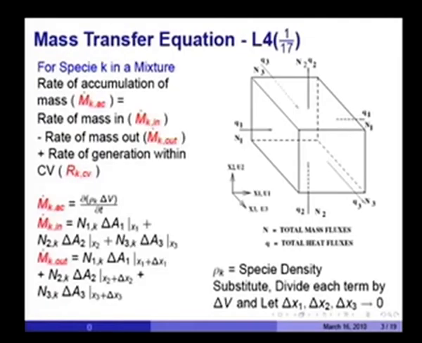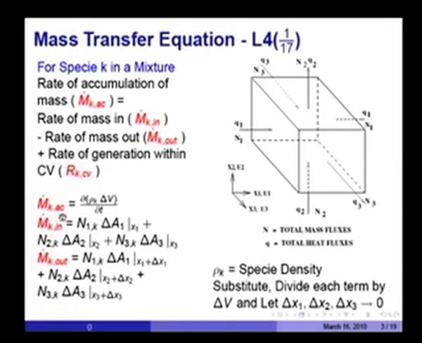So, what does the law say for a specie? For a specie k in a mixture, the rate of accumulation of mass of the specie k, that is given by m dot k accumulation, equals rate of mass in minus rate of mass out plus rate of generation of specie within the control volume. As a result of chemical reaction, as you know, some species are generated while others are destroyed. As such, each specie will have either a generation or a destruction rate associated with it.